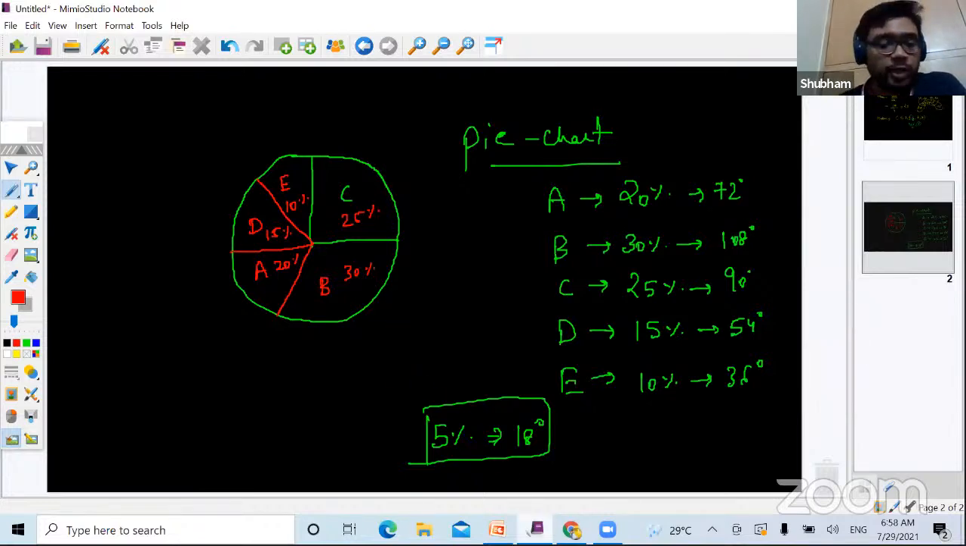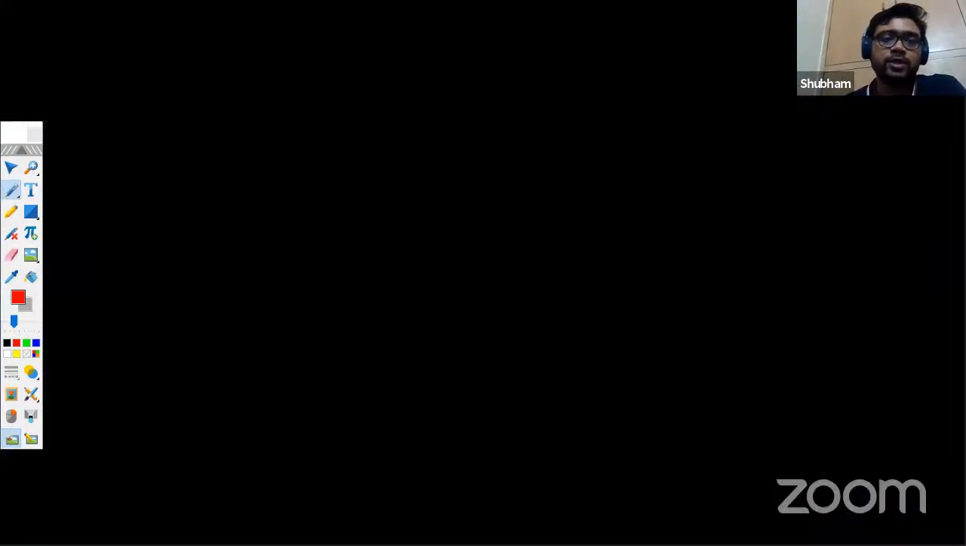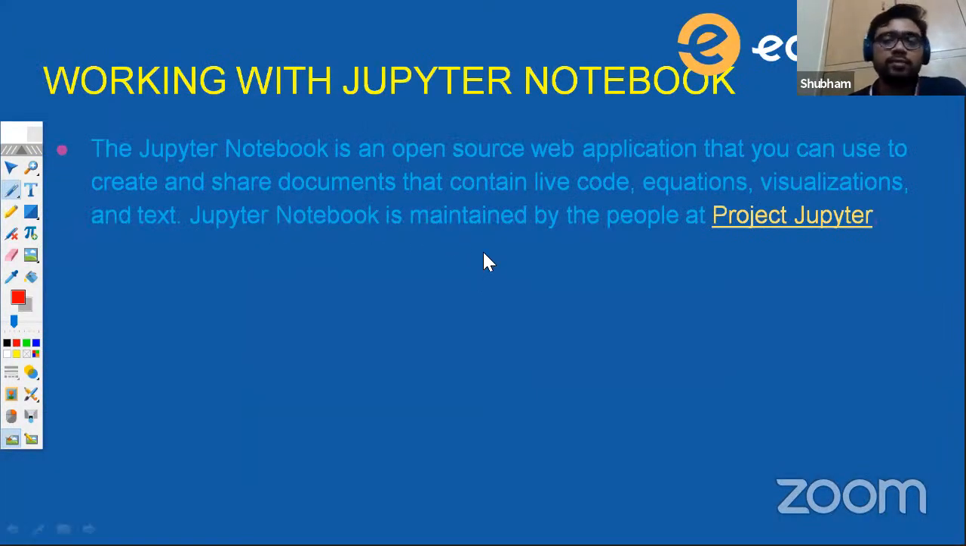Okay, and how do we draw these visualizations? With the help of Jupyter Notebook. So this is where Jupyter Notebook comes in very handy to draw these visualizations. We can calculate all the mathematical terms, percentile, quantile, all these things. We'll definitely discuss these things in detail.